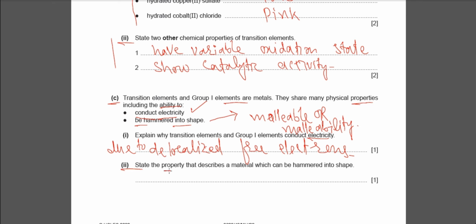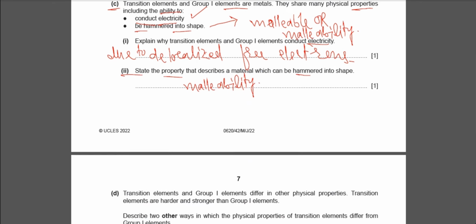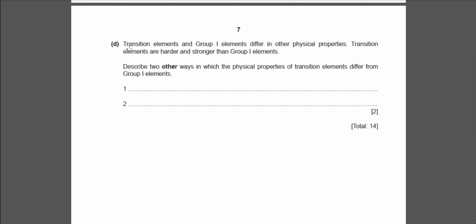Then state the property that describes a metal which can be hammered, like I clearly mentioned earlier. So you just have to copy, like I am copying. Malleability. That property is called malleability or malleable. Both are correct. Next, it says that transition elements and group 1 elements differ in other physical properties. Transition elements are harder and stronger than group 1. So this is one property that is given.